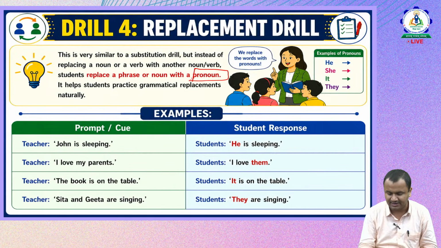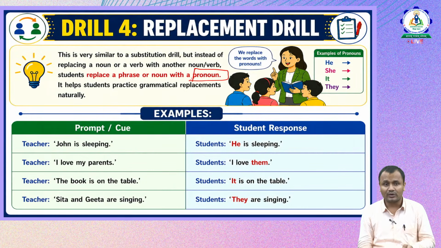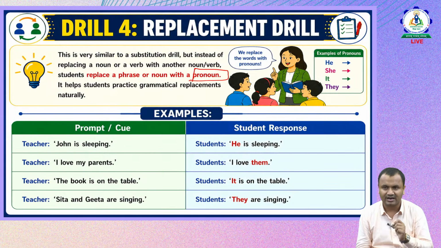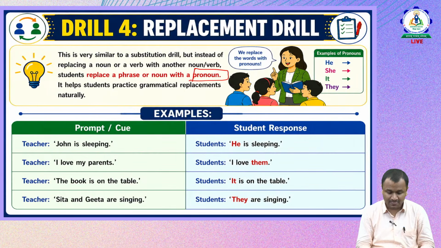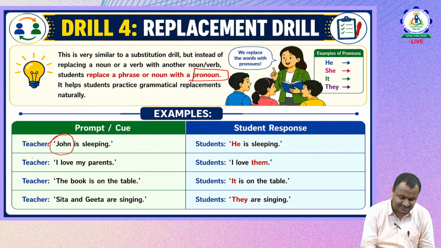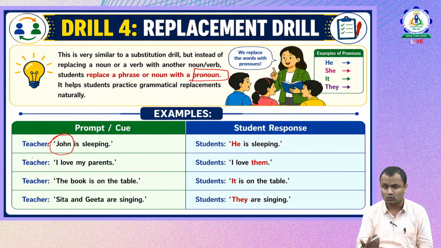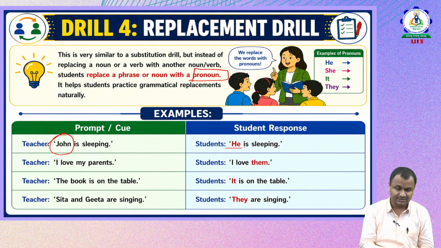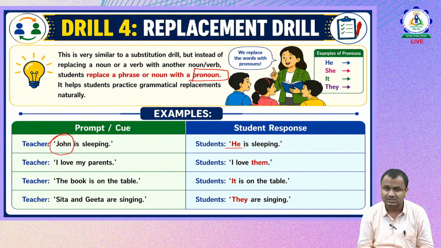In the replacement drill, we replace the noun, or the phrase, or the part of the sentence with the pronoun. For example, the teacher says, John is sleeping. Now students are expected to replace this noun John with one particular pronoun. If John is male, then definitely it is he. If she is female, then definitely it is she.